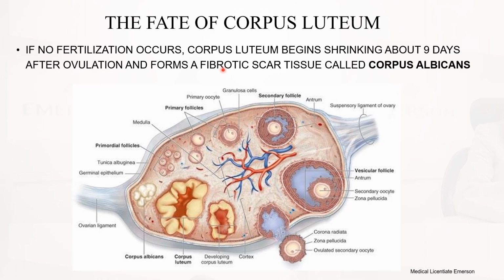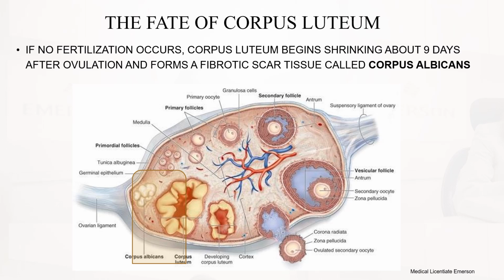Then what's the fate of the corpus luteum? If no fertilization occurs, the corpus luteum begins shrinking about 9 days after ovulation and forms a fibrotic scar tissue called the corpus albicans. So that's what we have to understand.